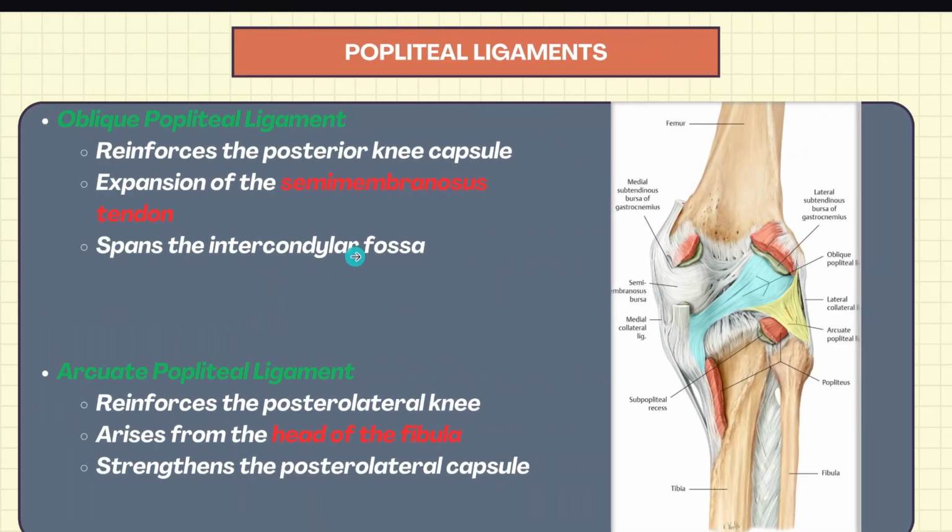Now we'll start talking about the posterior ligaments. The oblique popliteal ligament is an expansion of the semimembranosus tendon. So you could say it's similar to the quadricep tendon giving us the patellar ligament. We're going to know this tendon in the thigh region, inshallah. And then we have the arcuate popliteal ligament, which arises from the head of the fibula.